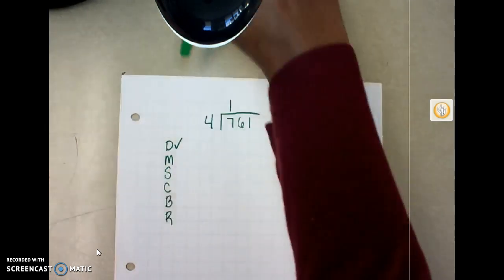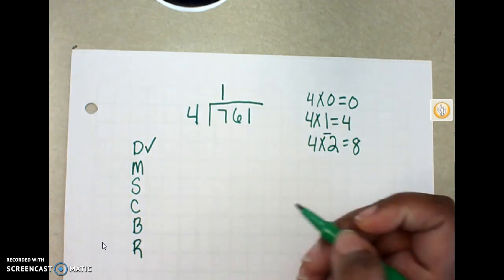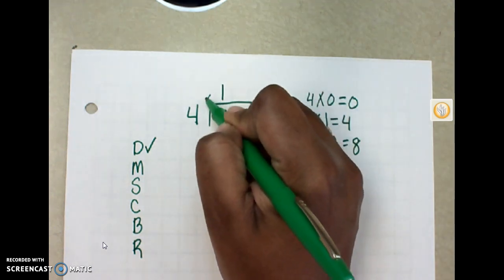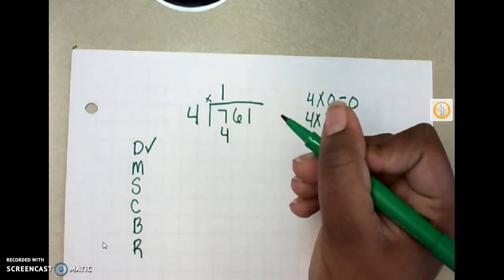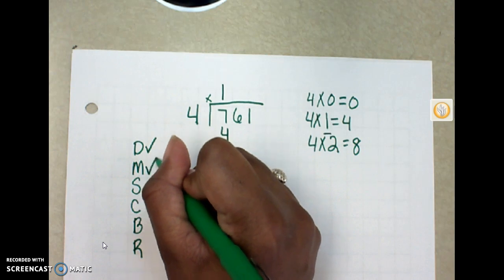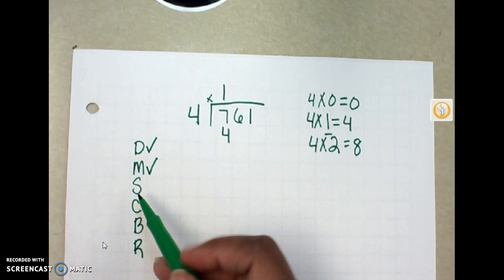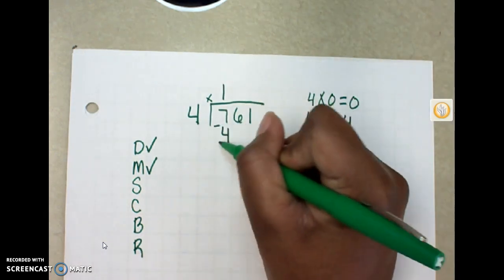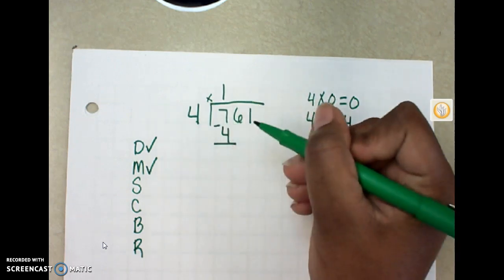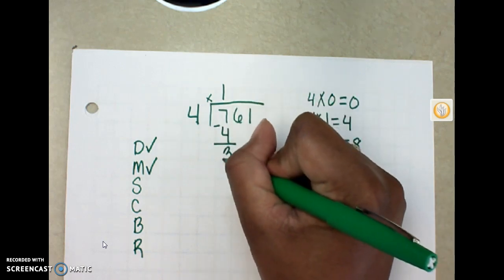Now I'm ready to multiply. What am I multiplying? I'm multiplying 1 times 4. Well, 1 times 4 is 4. I have just multiplied. Now I'm ready to subtract. Well, what am I subtracting? I am subtracting 7 minus 4. 7 minus 4, 4, 5, 6, 7. 7 minus 4 is 3.